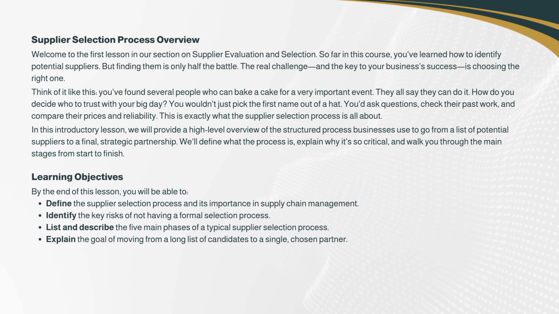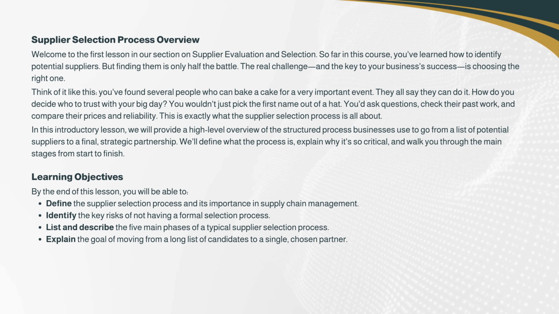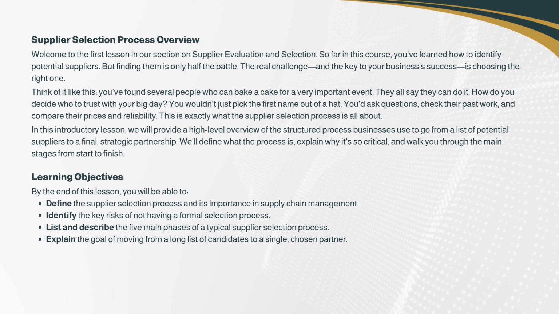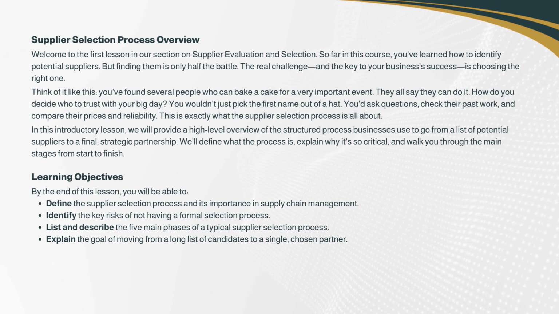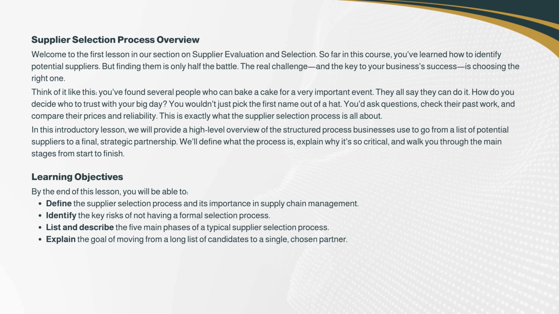Learning objectives. By the end of this lesson, you will be able to define the supplier selection process and its importance in supply chain management. Identify the key risks of not having a formal selection process. List and describe the 5 main phases of a typical supplier selection process. Explain the goal of moving from a long list of candidates to a single, chosen partner.